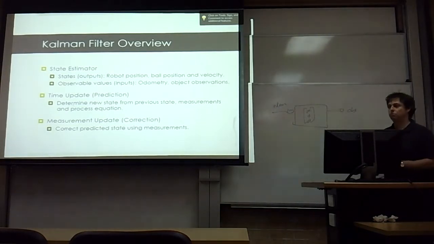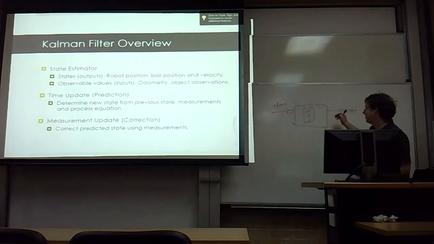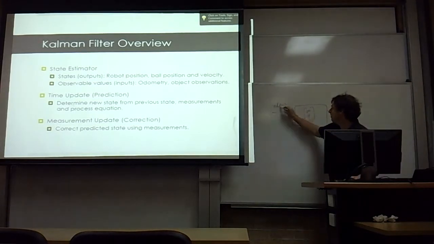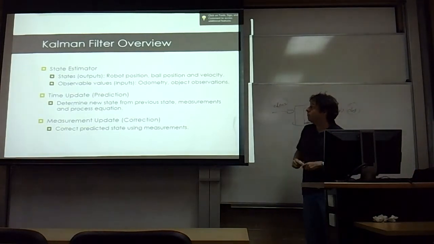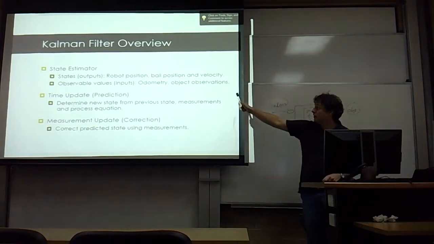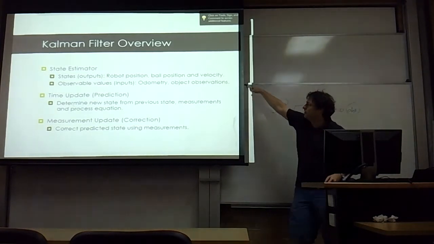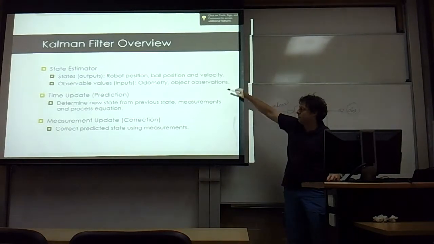You can assume that if the robot was in a certain position and we moved it by a certain amount, then the state should have moved by that amount as well. The idea of the Kalman filter is that from this value and this value, we try to work out what that value is. Let's just describe here the outputs and the inputs.